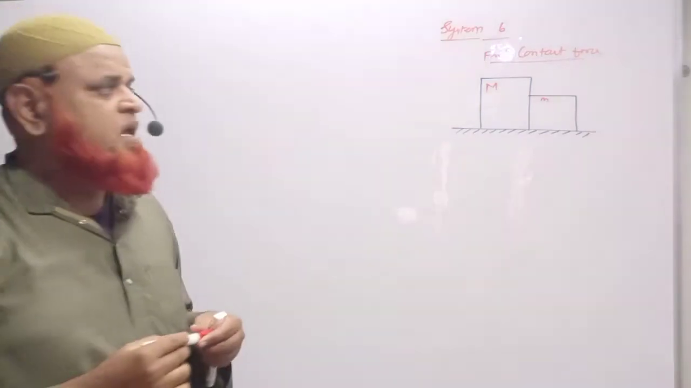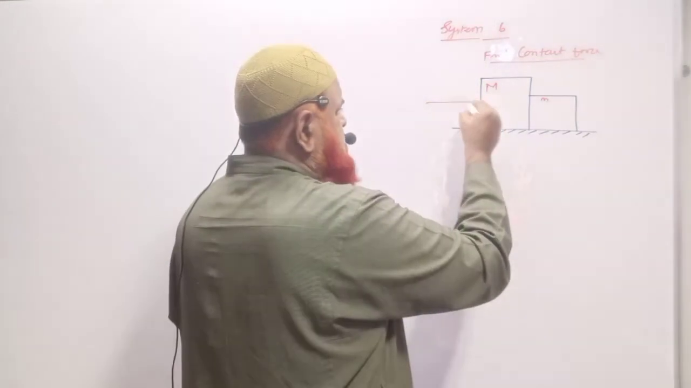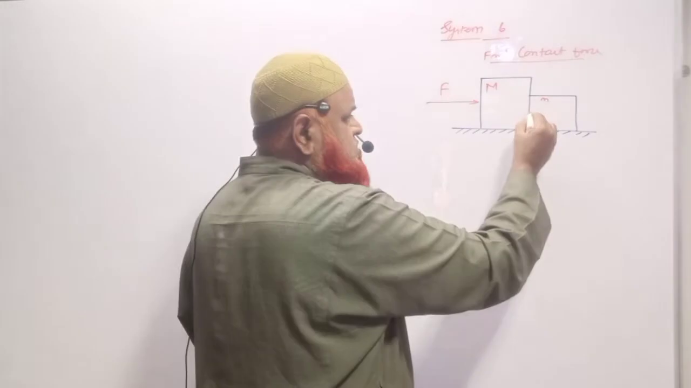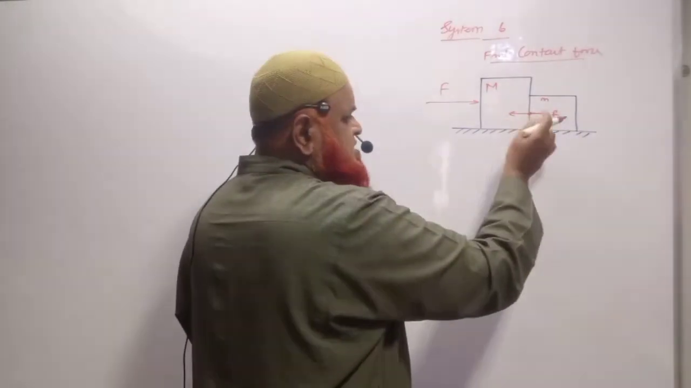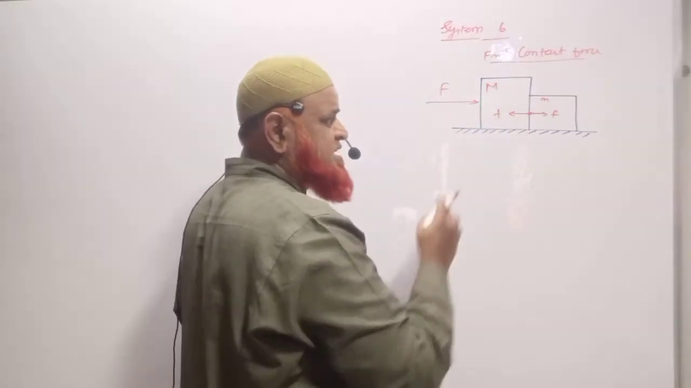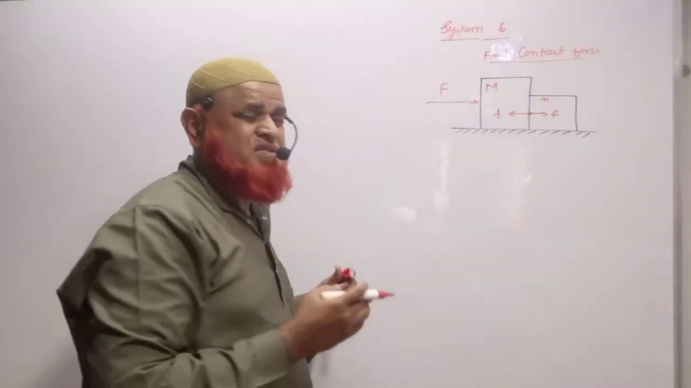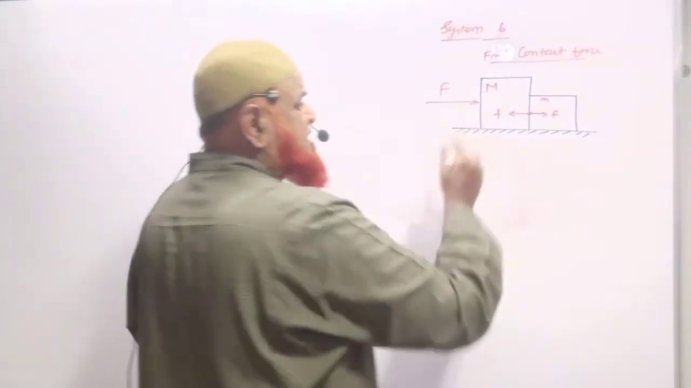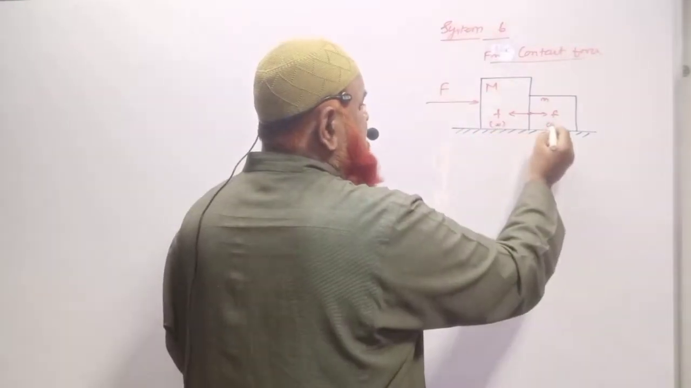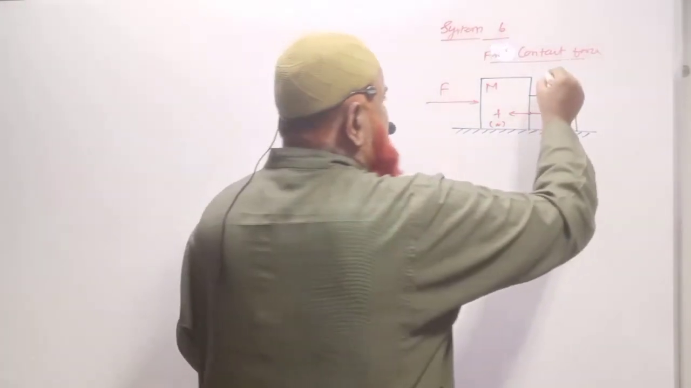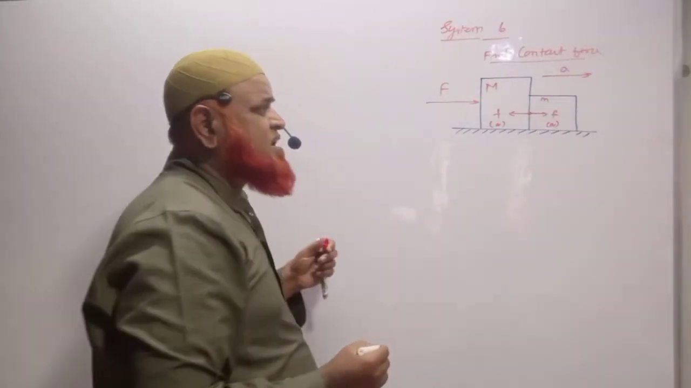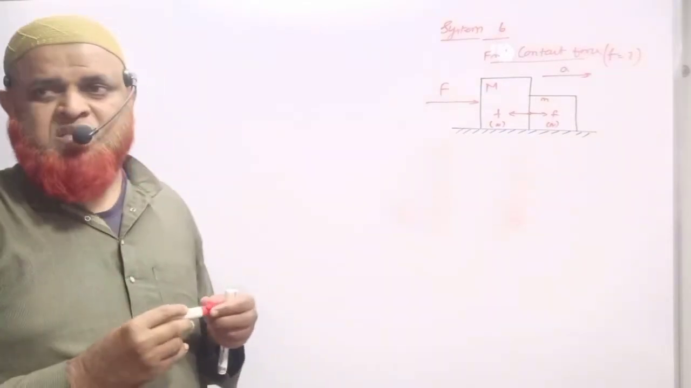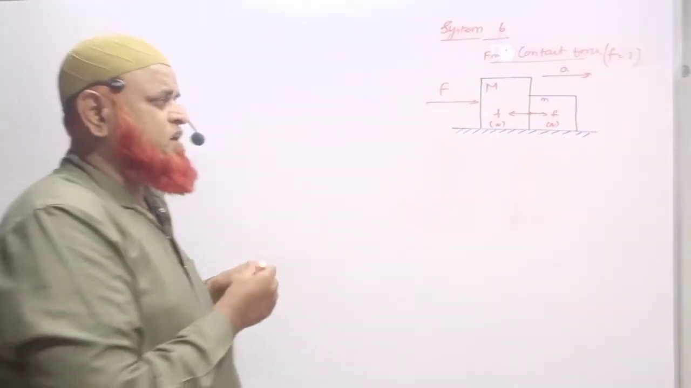What is the meaning of contact force? When you push this block with a certain force F, this larger body will apply a certain force on the smaller body on the right side. And this smaller body also applies an equal force on the left side. These are action-reaction forces according to Newton's third law, equal but opposite. This is called the contact force. Sometimes it is also called normal reaction. Both the blocks are moving right side with an acceleration. Find the contact force means finding the value of small f here. How are you going to find it?